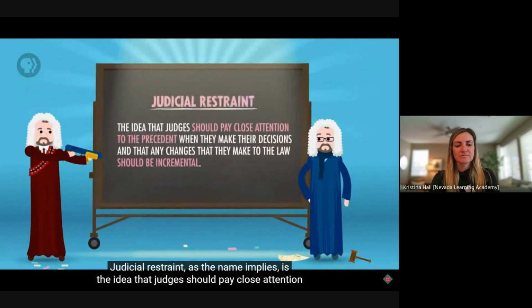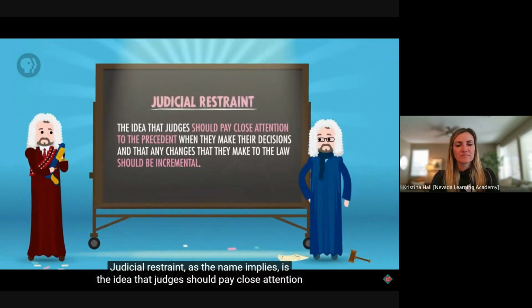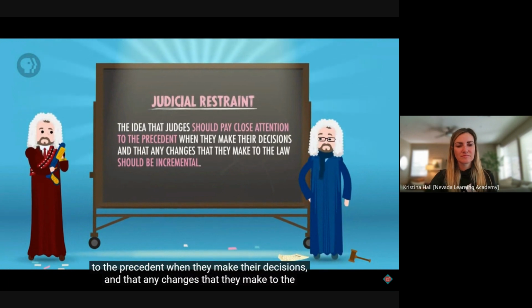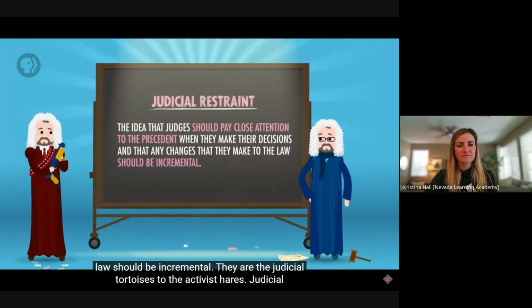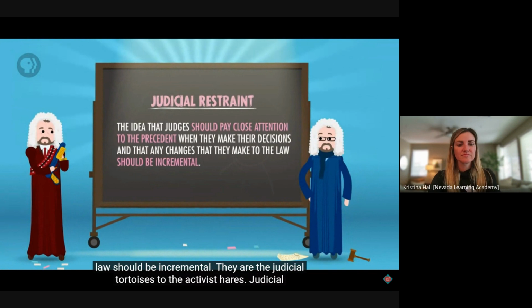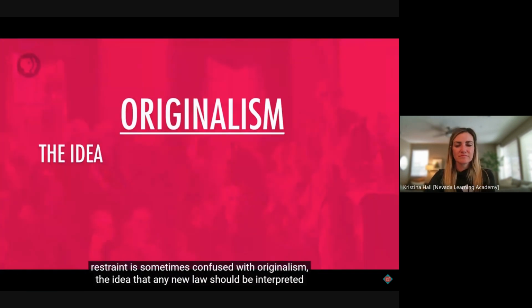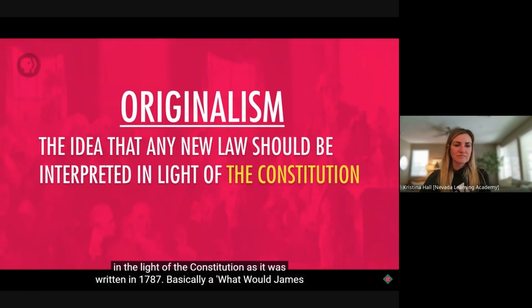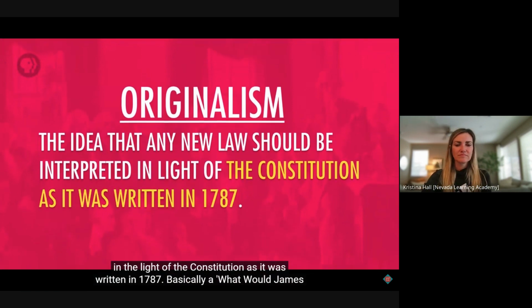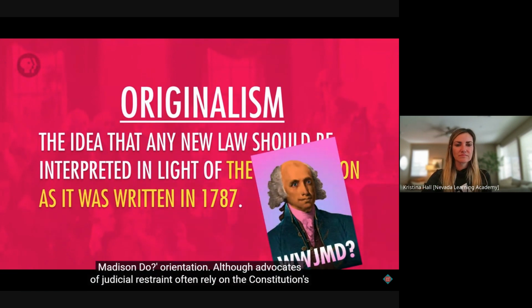Judicial restraint, as the name implies, is the idea that judges should pay close attention to the precedent when they make their decisions, and that any changes that they make to the law should be incremental. They are the judicial tortoises to the activist hares. Judicial restraint is sometimes confused with originalism, the idea that any new law should be interpreted in the light of the Constitution as it was written in 1787. Basically, what would James Madison do orientation.